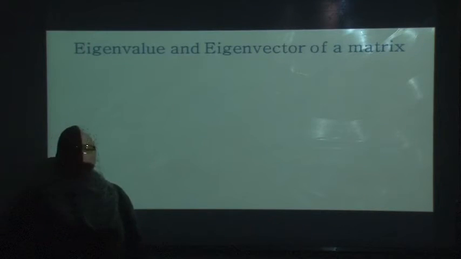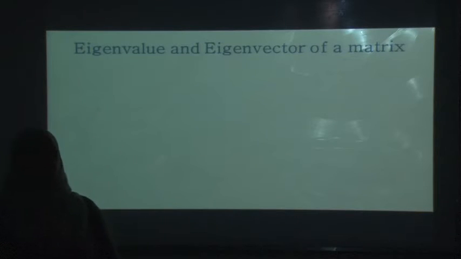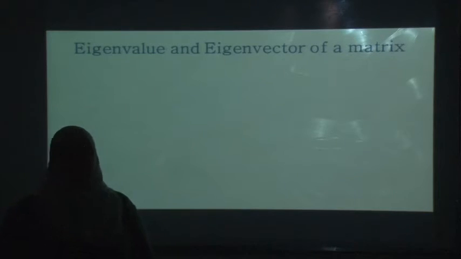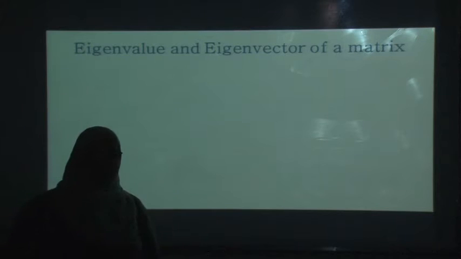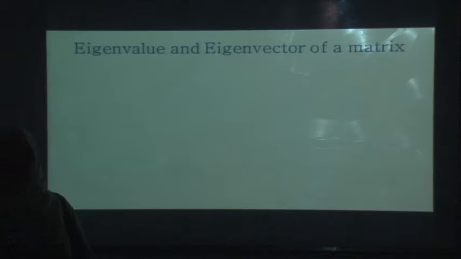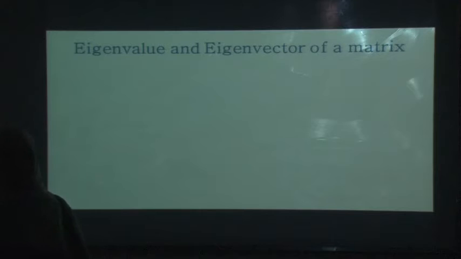In today's session, we will discuss a very important topic, which is the eigenvalue and eigenvector for a squared matrix. A squared matrix, we have discussed it before. It's an n by n matrix such that the number of rows is the same as the number of columns.